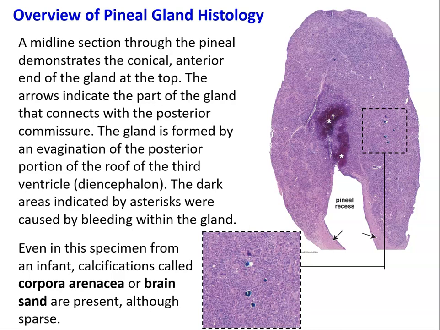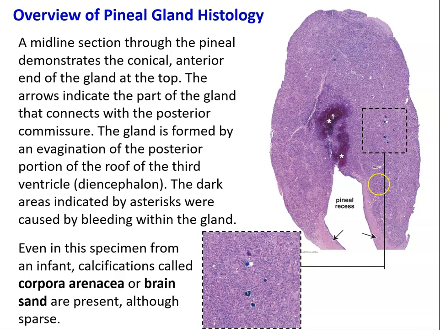So let's look at the histology of the pineal. Here is a midline section through a pineal gland, and this is from an infant, so it's fairly pristine other than some of the blood clots here that happen during processing. This is the conical end, so you can see the anterior end at the top here. This is the area where it's attached to the commissure. It's formed when there's an evagination of the posterior portion of the roof of the third ventricle, which is the diencephalon.